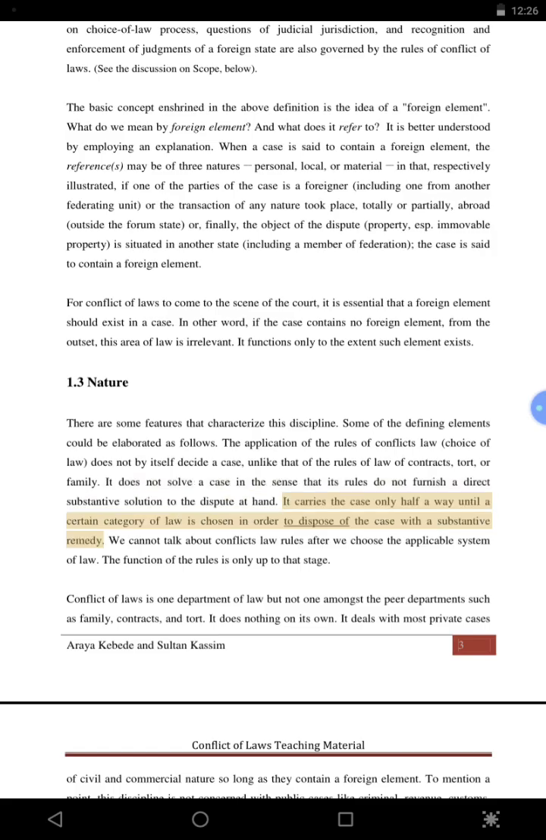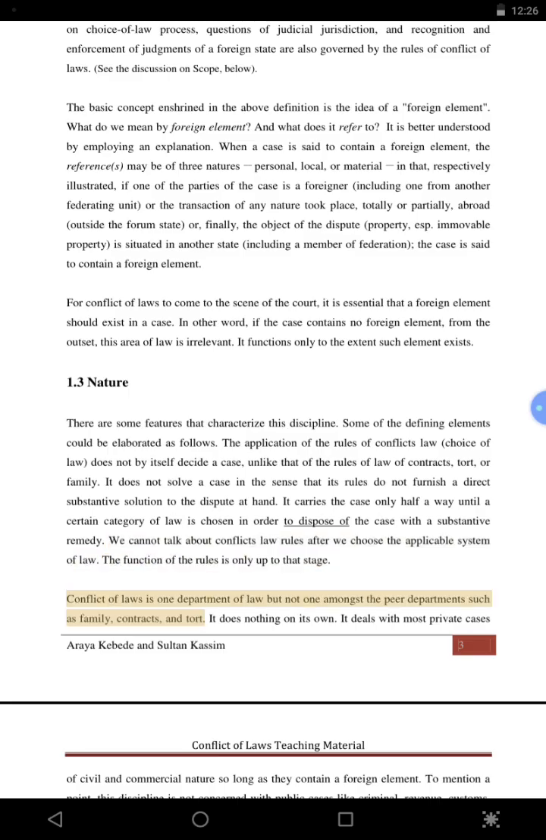It carries the case only half way, until a certain category of law is chosen in order to dispose of the case with a substantive remedy. We cannot talk about conflicts law rules after we choose the applicable system of law. The function of the rules is only up to that stage.